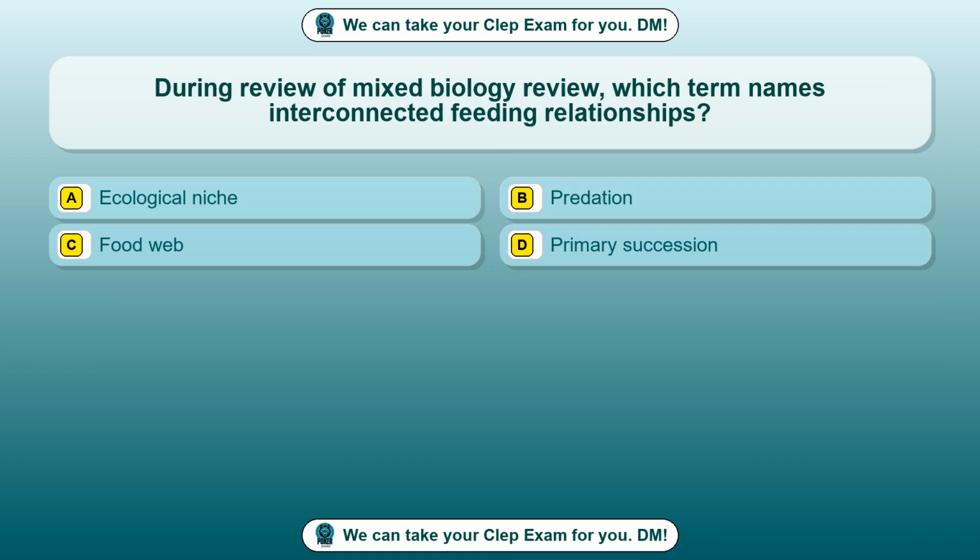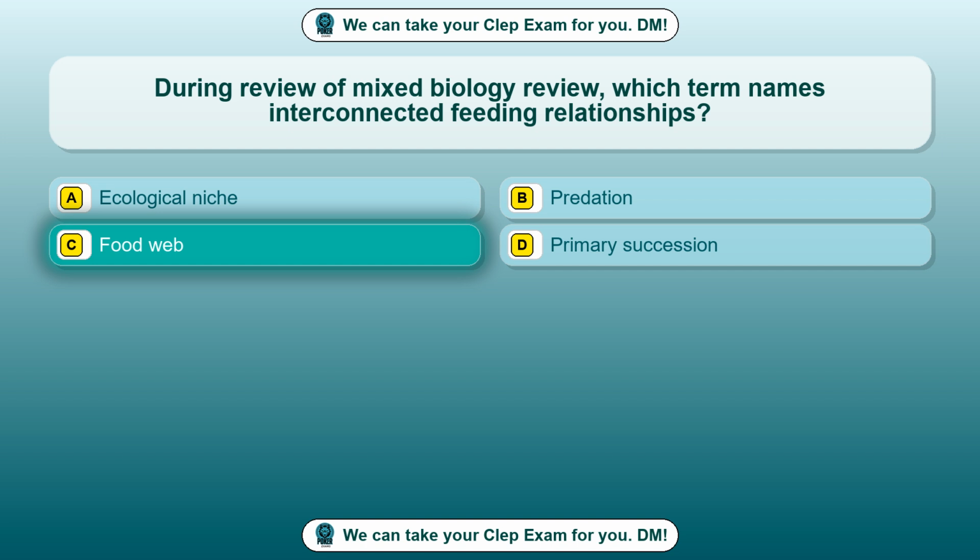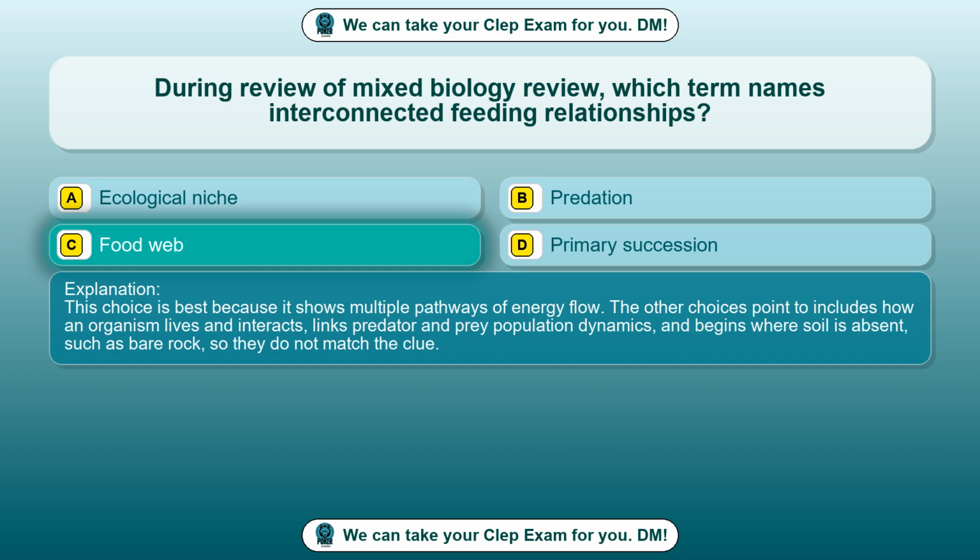Question 5. During review of mixed biology review, which term names interconnected feeding relationships? Option A, ecological niche. Option B, predation. Option C, food web. Option D, primary succession. The correct answer is option C, food web. This choice is best because it shows multiple pathways of energy flow.